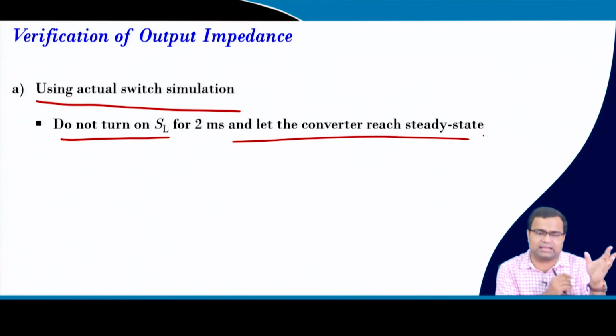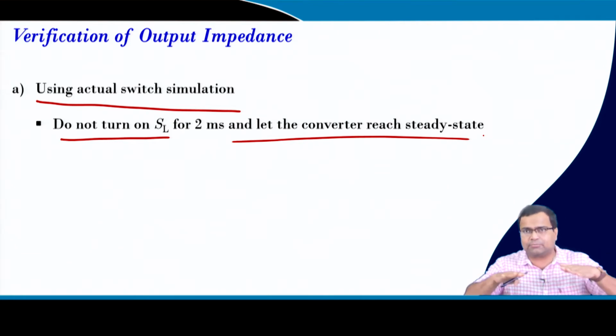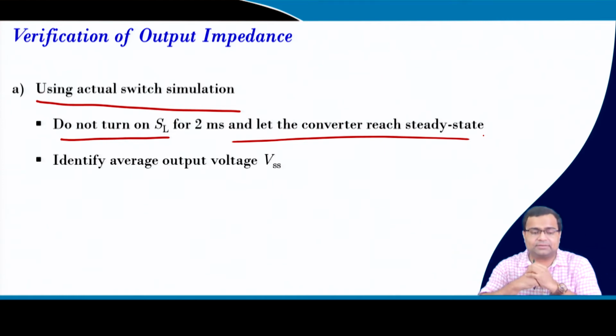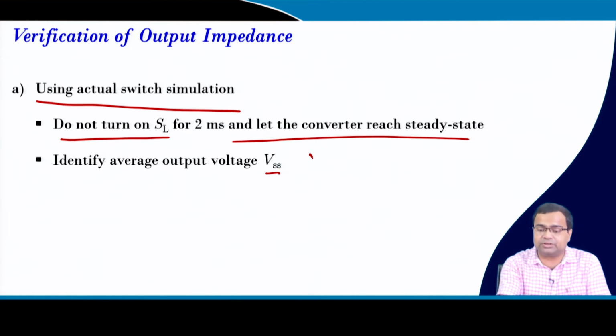Initially, the initial point for a practical converter is totally discharged, and in the simulation you can set some custom initial condition, but you need to provide some 2 millisecond time, so that the output slowly reaches steady state. At the end of 2 milliseconds, we need to identify the steady state voltage, that means the average voltage at steady state.